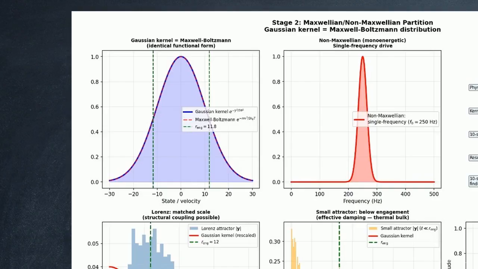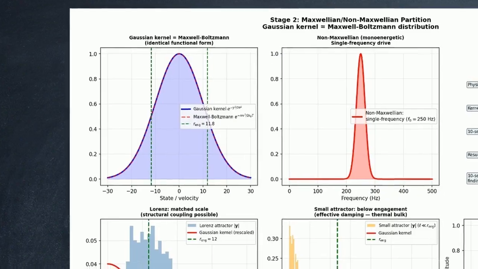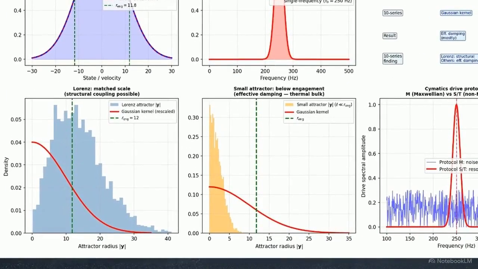This graph compares the Gaussian coherence kernel from the 10 series data against the standard Maxwell-Boltzmann distribution used in thermal physics. The structural curves are mathematically identical. Because of this identical curve, the 10 series probe effectively distributed its energy across the entire thermal bulk of the attractor space. We can see the result in the lower panels. This broad, untargeted energy distribution yielded extremely low discrimination efficiency, leading directly to the effective damping classifications we recorded.